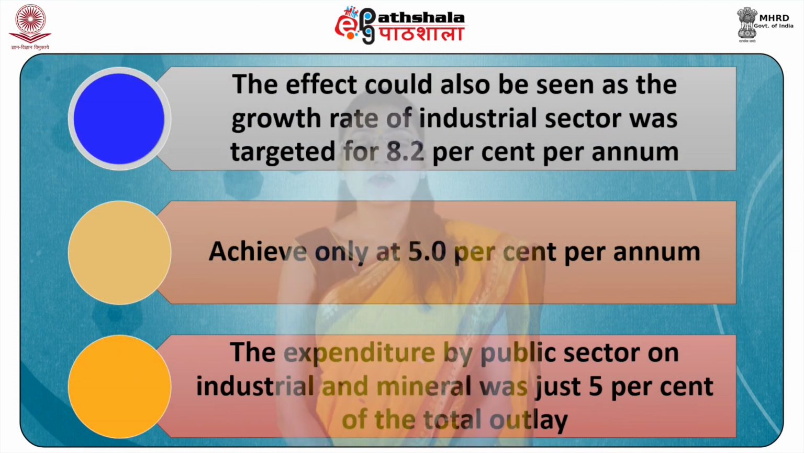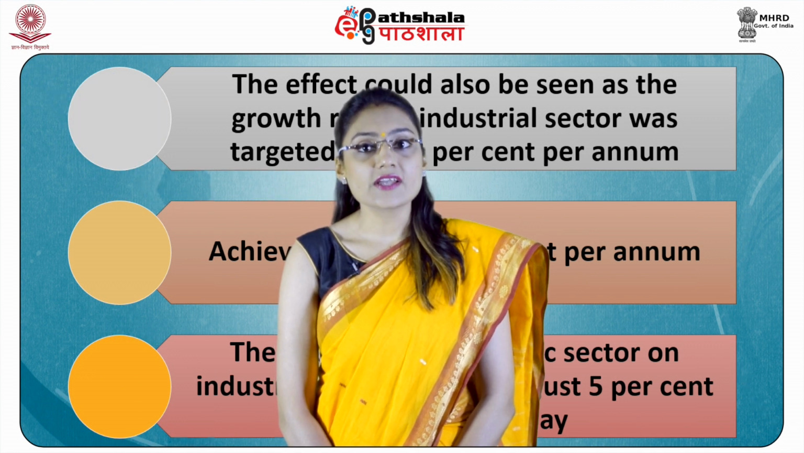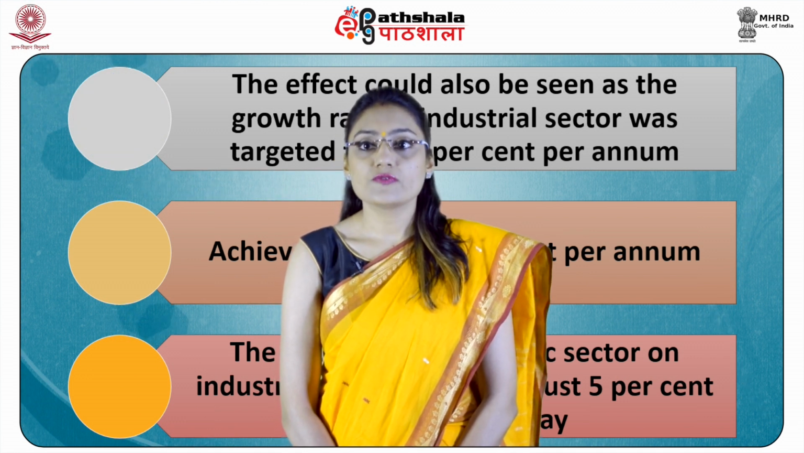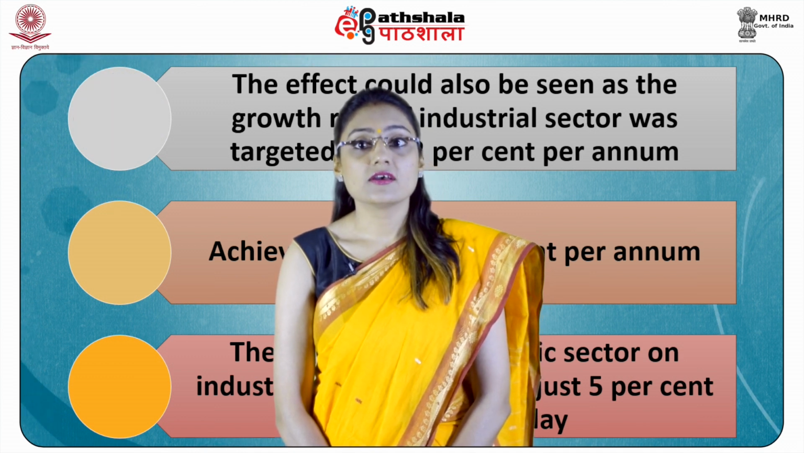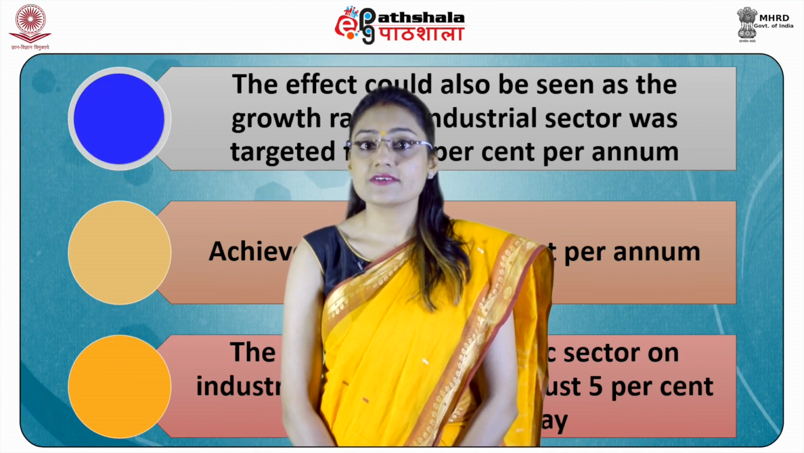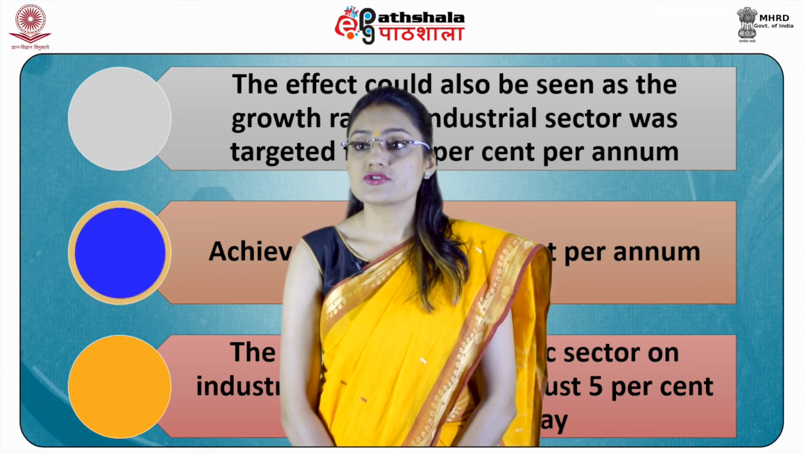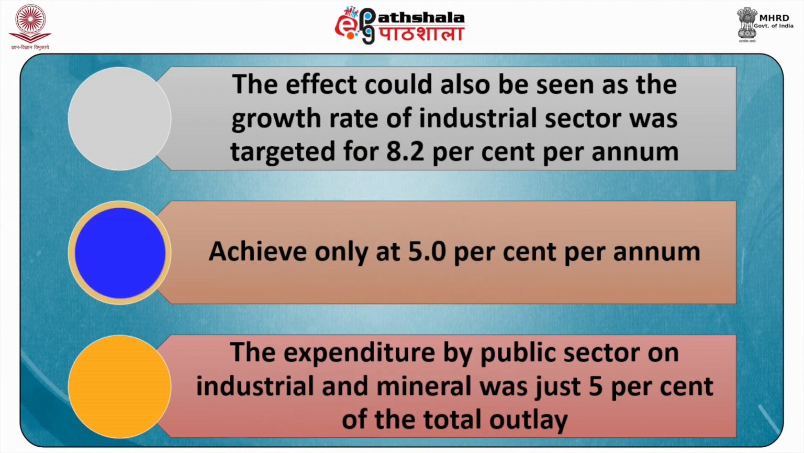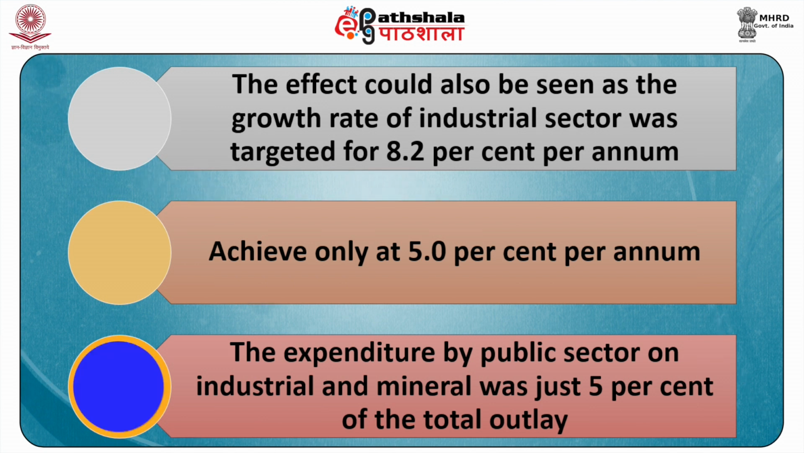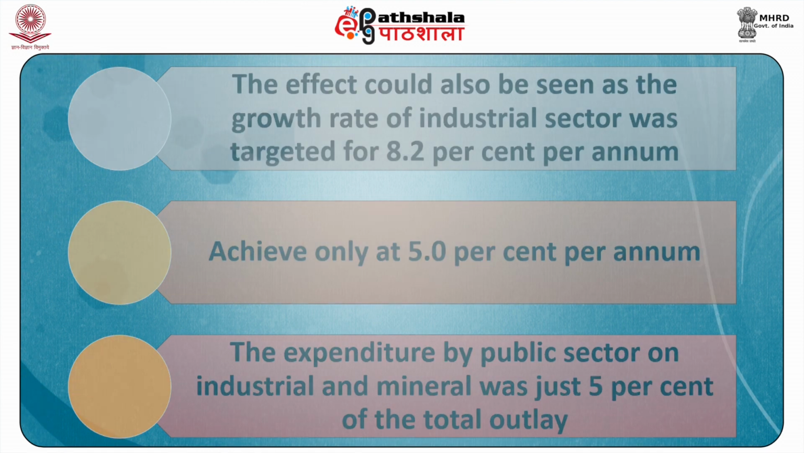9th 5-year plan. The effect could also be seen as satisfactory in terms of performance. The growth rate of the industrial sector during almost 1 decade was 8.9% per annum, but the plan experienced deterioration in the industrial sector, with growth at only 5% per annum. The expenditure of the public sector on industry and minerals was just 5% of the total outlay.